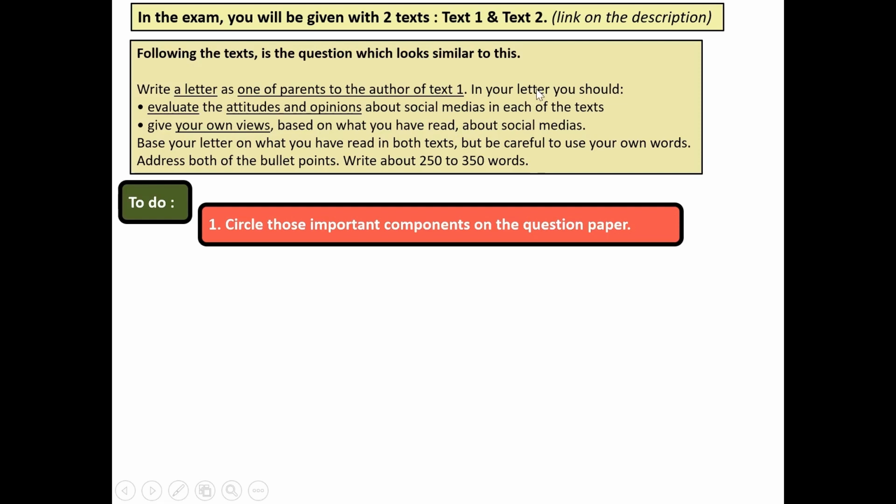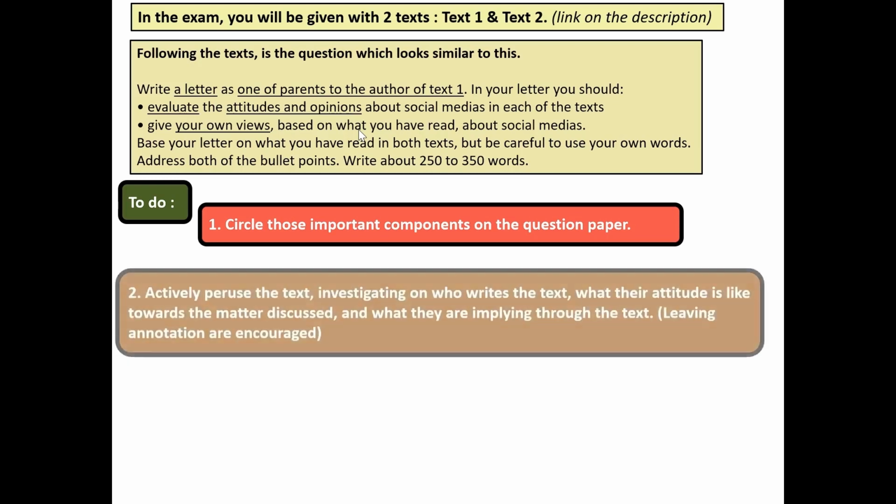The first thing you have to do is to circle or underline the important components on the question paper. Why? To prevent you from forgetting or missing any important detail. For example, if you do not circle the context, you might miss the context and write for a different kind of situation, with a style different from what's expected, and at the end it will affect your score.